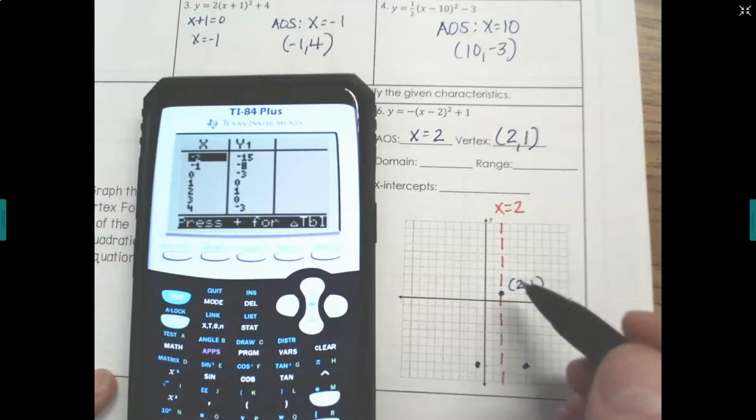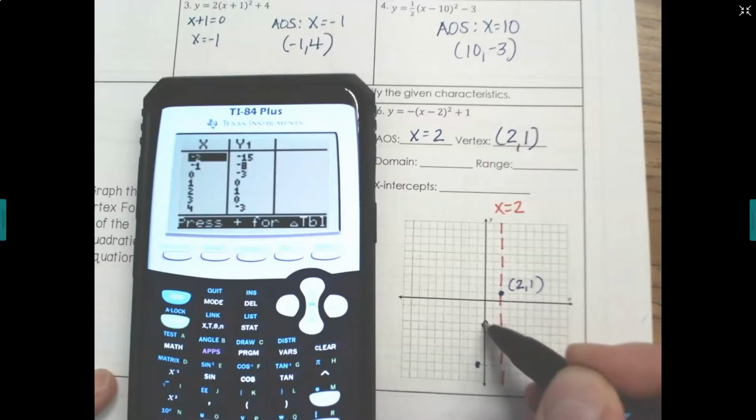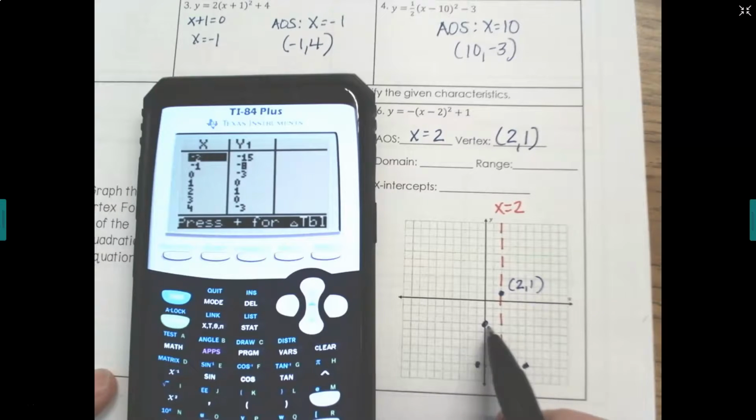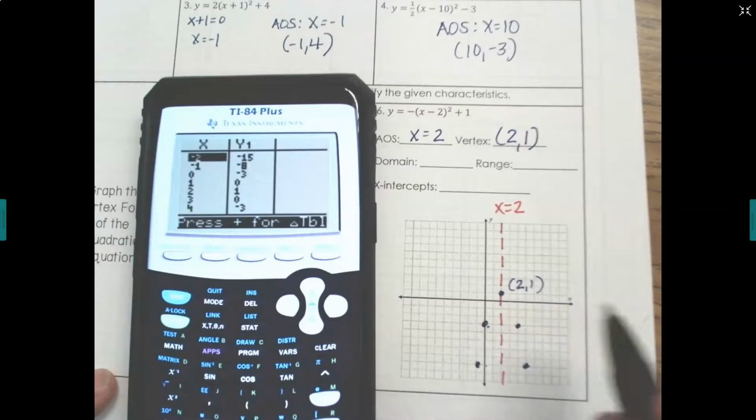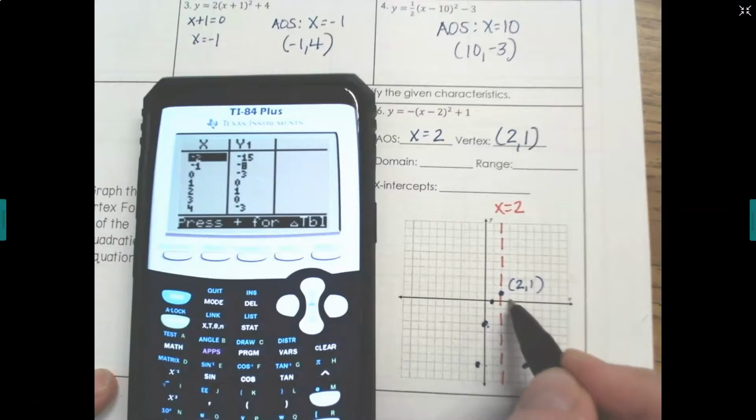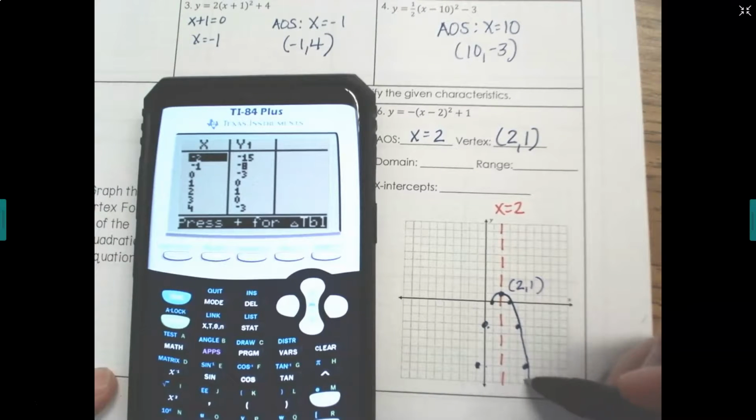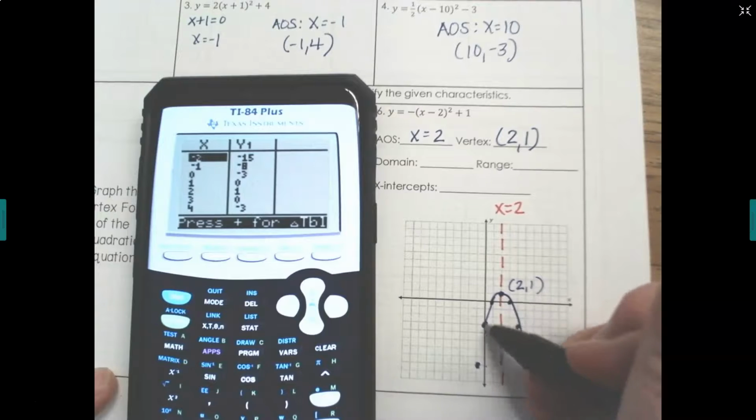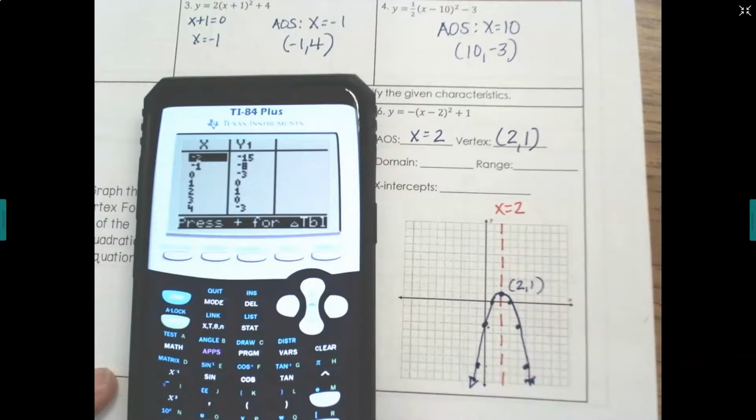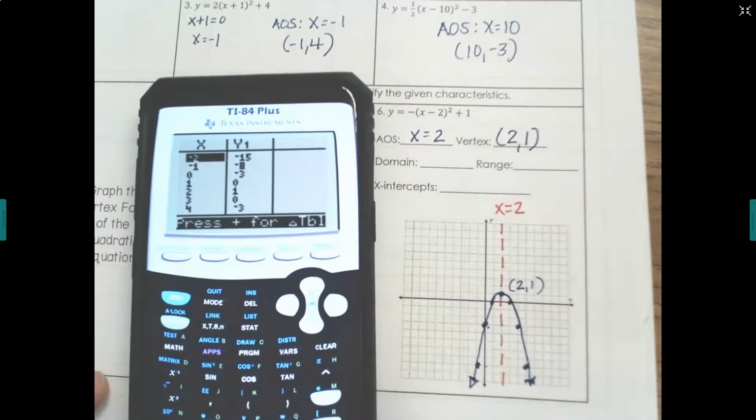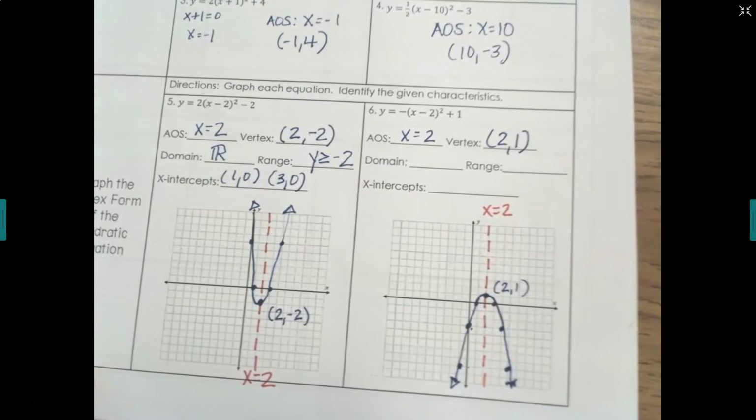Then I have 0, -3. This point is 2 to the left of the axis of symmetry, so I can go 2 to the right. And then I have 1, 0. It's 1 to the left, so I can go 1 to the right. Make the bottom of the graph curved. Okay. Now, let's see what kind of questions were asked.